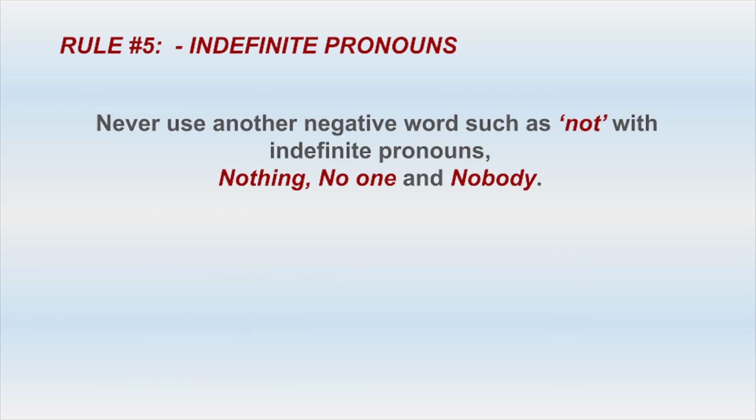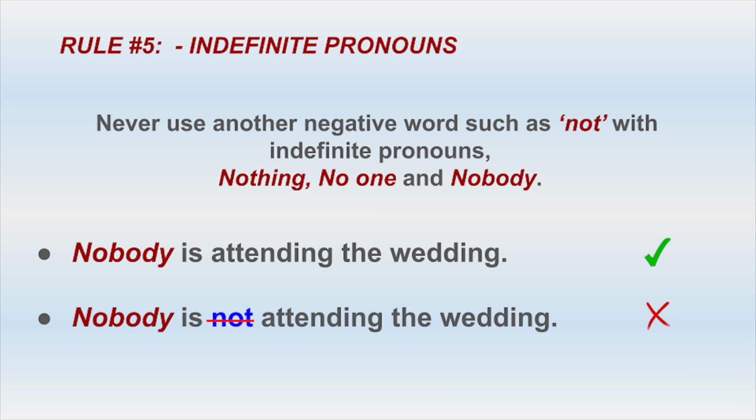Rule number 5. Never use another negative word such as not with indefinite pronouns nothing, no one, and nobody. So it would be correct to say nobody is attending the wedding, but it would be incorrect to say nobody is not attending the wedding. It would be using two negatives, nobody and not.